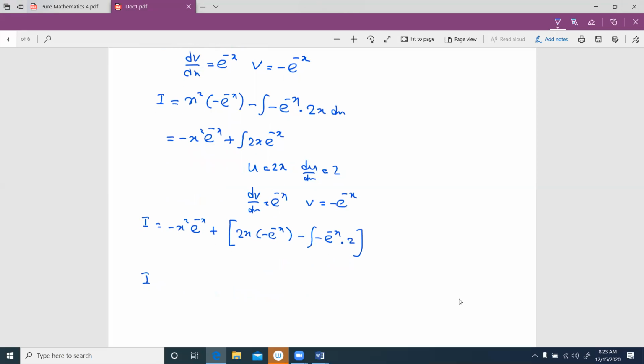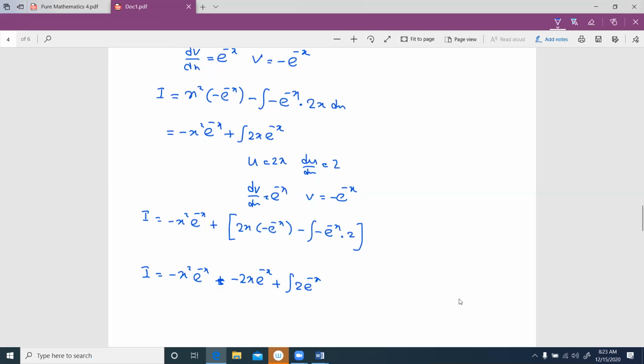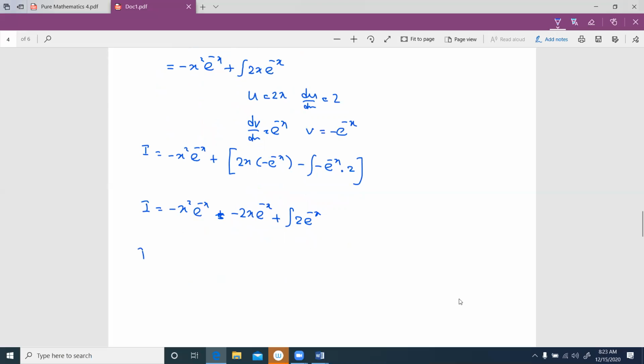Then I is equals to minus x squared e to the power minus x plus, sorry, it's not plus, then minus, this turns up to minus 2x e to the power minus x. Here, minus minus turns out to plus, integration of 2 e to the power minus x. But these two minuses get turned up to plus over here. Then we can do the last part of it, and you can simplify as minus x squared e to the power minus x minus 2x e to the power minus x minus 2 e to the power minus x. This is the final answer for that.